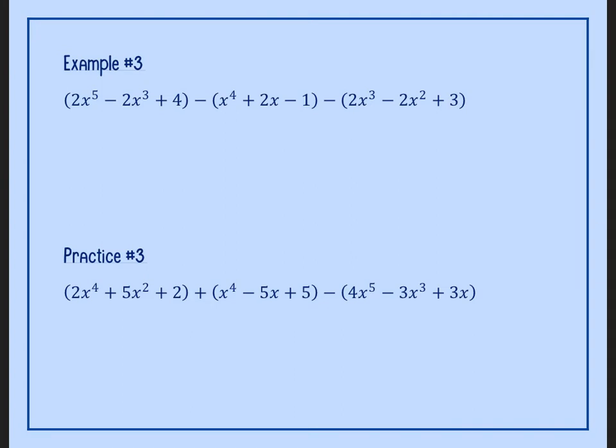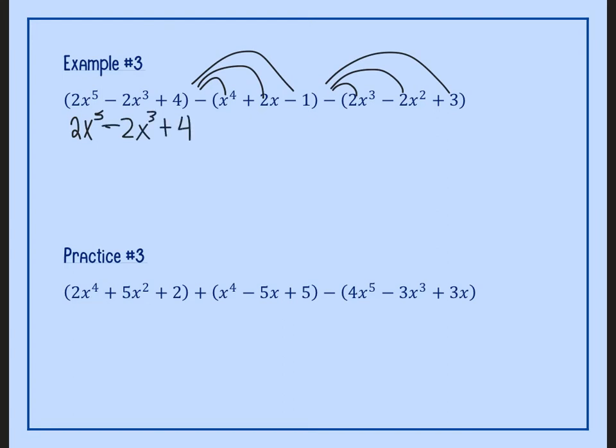Okay, so for example number 3, I'm going to first distribute this negative into that. And I actually have 2 negatives. So every time I have a negative, I have to distribute it. So bring down your first parentheses without changing anything, because there was nothing in front of the parentheses. Then on the second parentheses, I'm going to distribute this negative, which means every sign is going to change because it's like I'm multiplying by a negative 1.